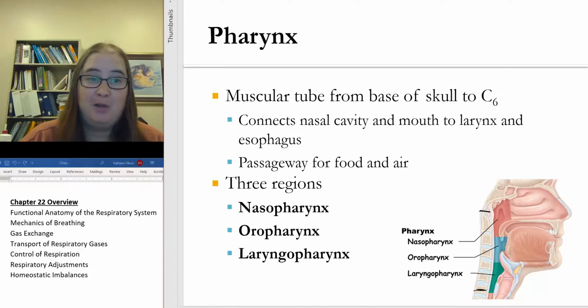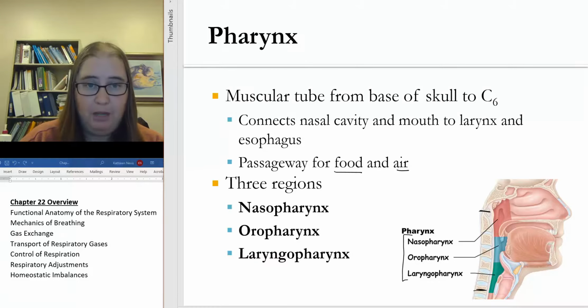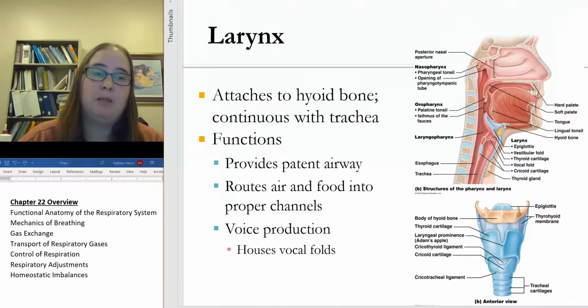So again, if you think about where these divisions are located, you should be able to identify those 3 different locations. We come back to these 3 different structures in the digestive system, because right now we're talking about the air component of the pharynx. In the digestive system, we'll talk about the food component, or the role of the pharynx. From our pharynx, we move down and enter into our larynx.